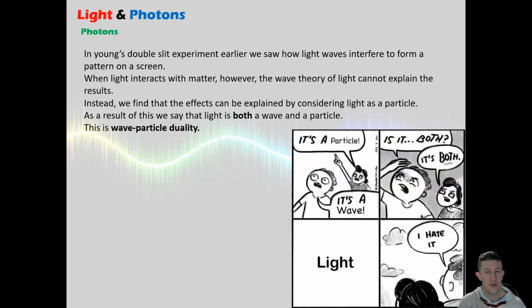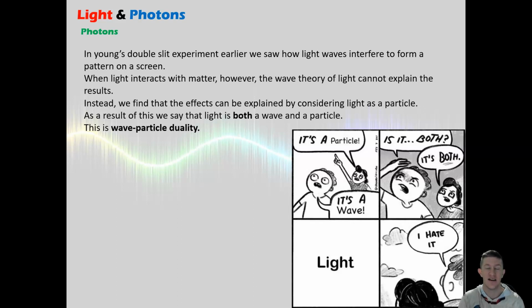This lesson is the first point that we question what light is. So far we've seen in the double slit experiment, in the diffraction grating, it follows the behavior of a wave. We see that interference pattern, and that makes sense. However, when light interacts with matter, the wave theory of light doesn't explain the results. Instead, we find that the effects of this can actually be explained if light is a physical particle rather than just a wave. As a result, we now say that light is both. It's a wave and it's a particle. It is not one or the other, it is both.